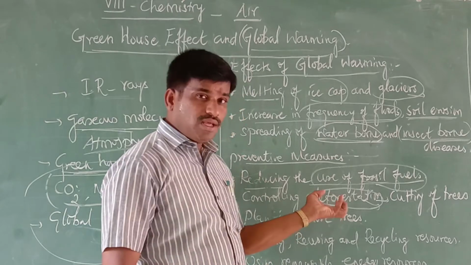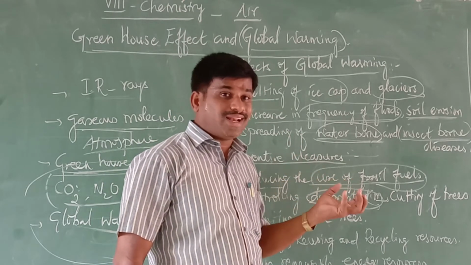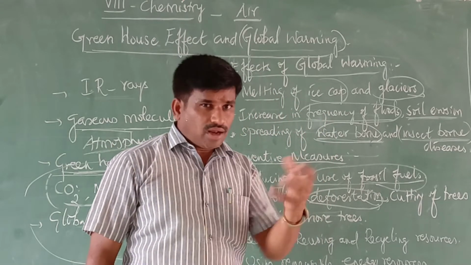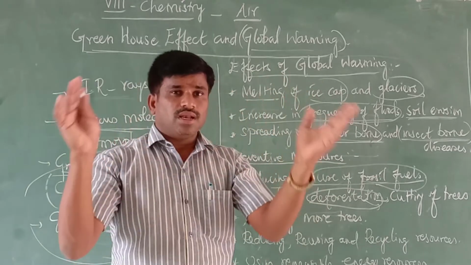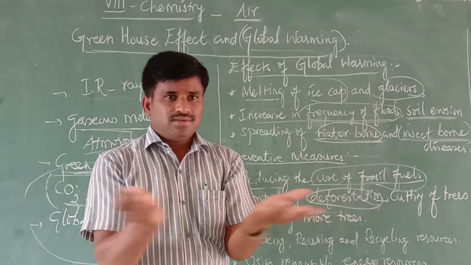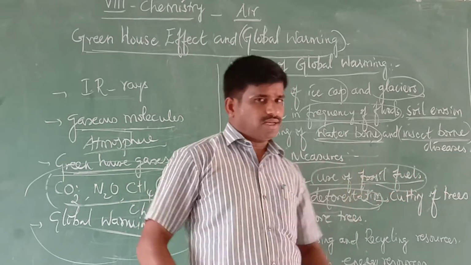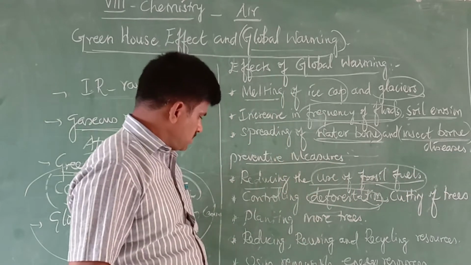Understood? Because the trees that are there in the forest can easily absorb the carbon dioxide, nitrous oxide gases, etc. They are not released out; they are absorbed. Then automatically the level in the atmosphere of the earth's surface is maintained. So we should control deforestation.